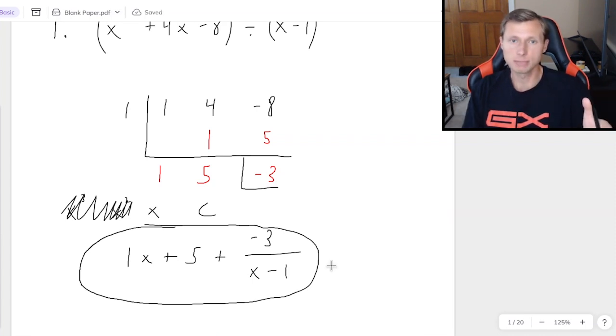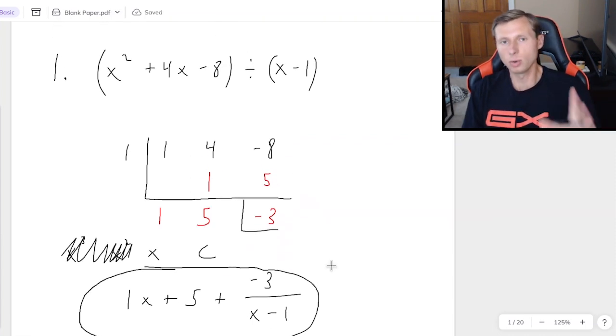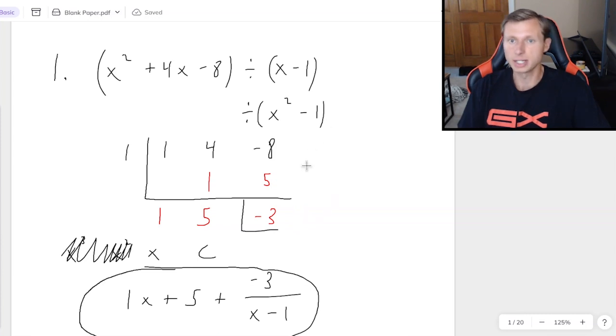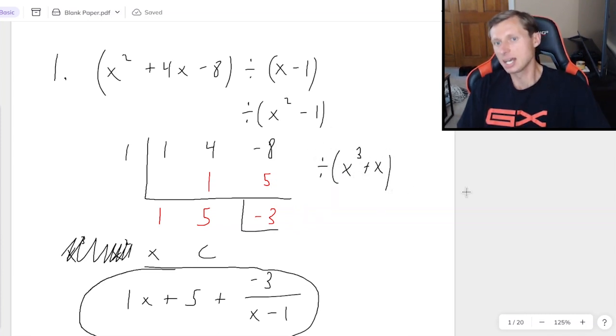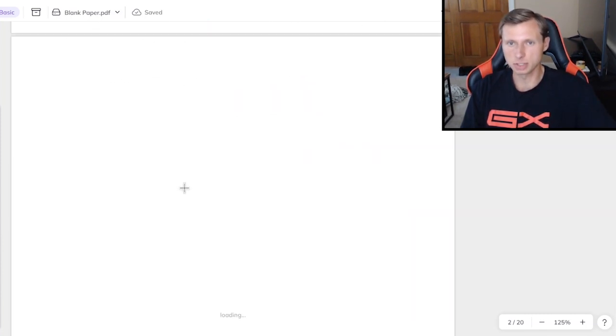Now, one more thing to mention before we go to the next problem. The only reason I can do synthetic division is because it's in the form x plus or minus some number. In other words, if I was, let's say, dividing by x squared minus 1, or if I was dividing by x cubed plus x, I could not do synthetic division. Instead, I would do polynomial long division, which I cover in a different video. But all the problems we're going to look at today, you can do synthetic division for.